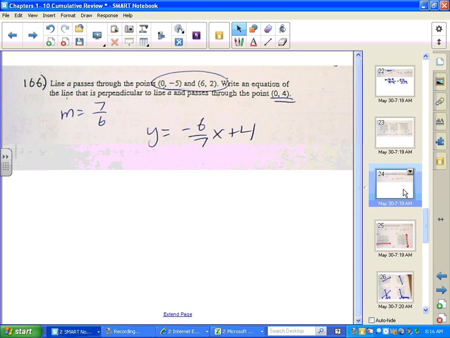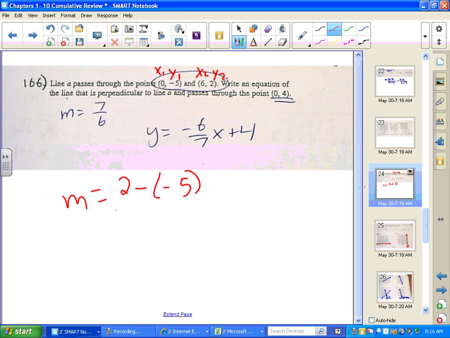Annalise. For your slope, did you use these 2 points to find slope? So x1, y1, x2, y2. So m equals y2 minus y1 over x2 minus x1. 2 minus negative 5 is 7. 6 minus 0 is 6.